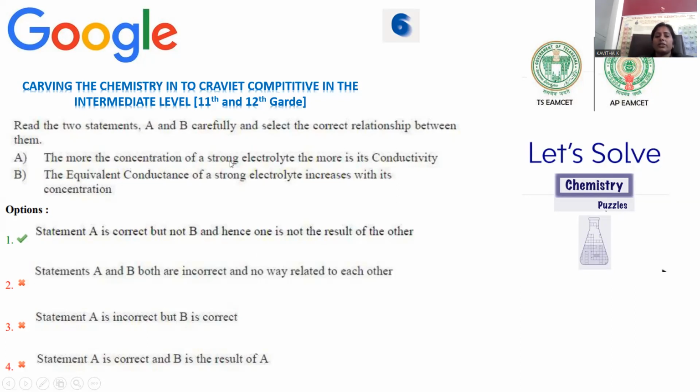The more the concentration of a strong electrolyte, the more its conductivity, right? As the concentration increases, the conductivity of the solution also increases. Increasing concentration is nothing but more ions, and the greater the number of ions, obviously the conductance is also greater. So statement A is perfectly correct. Equivalent conductance of a strong electrolyte increases with its concentration. That is a correct statement only, but here is the logic.